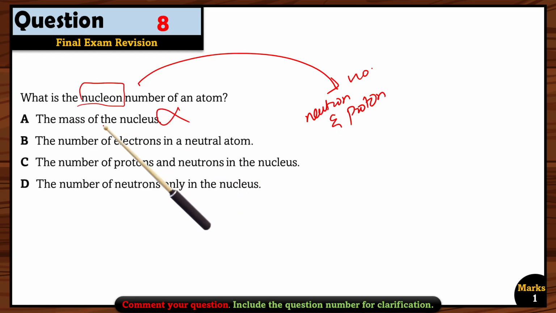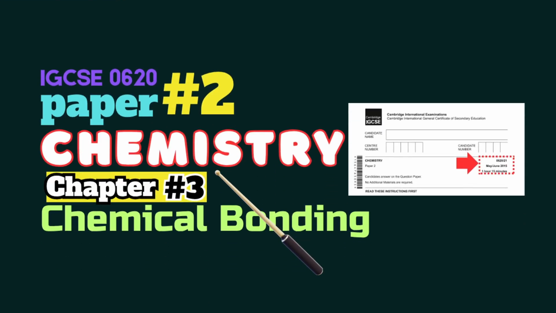So most of the students get confused with this option and also with this option. So that is wrong. Okay, you have to choose option C, the number of the protons and neutrons in the nucleus. That is the right option. That is option C. Okay, so these were the questions that were related to chapter 2.